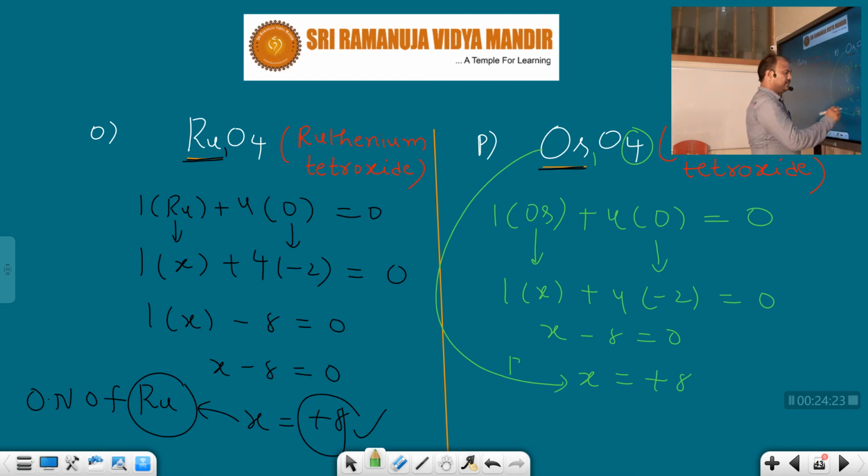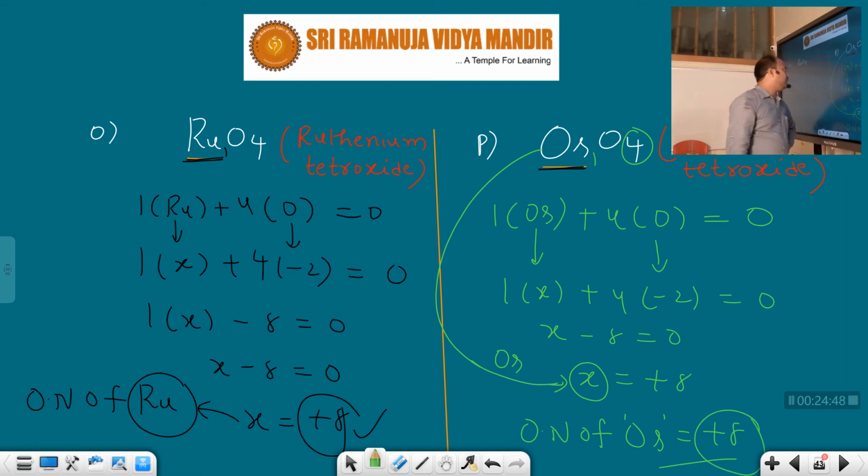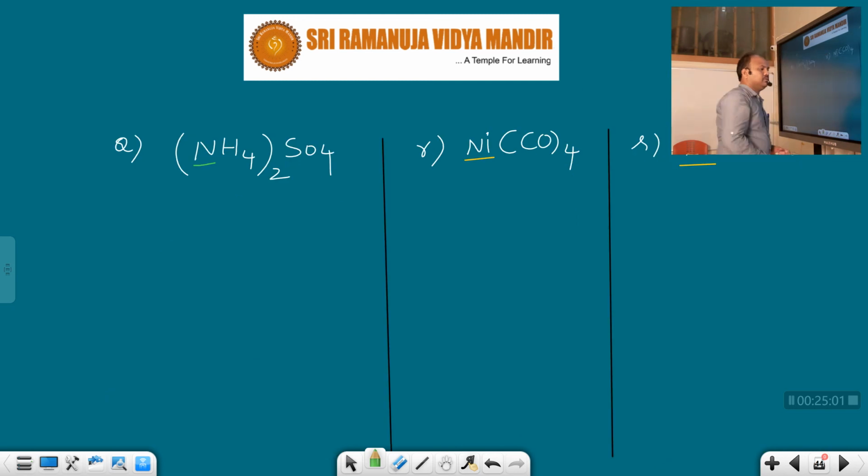X means osmium. Therefore the oxidation number of osmium in osmium tetroxide is plus 8. So in ruthenium tetroxide or osmium tetroxide, ruthenium also exhibits +8 oxidation state, and osmium also exhibits +8 oxidation state in tetroxides. Don't forget that one. This is very important.